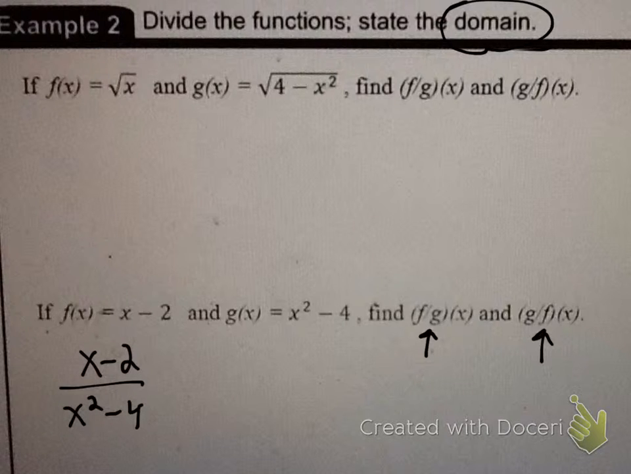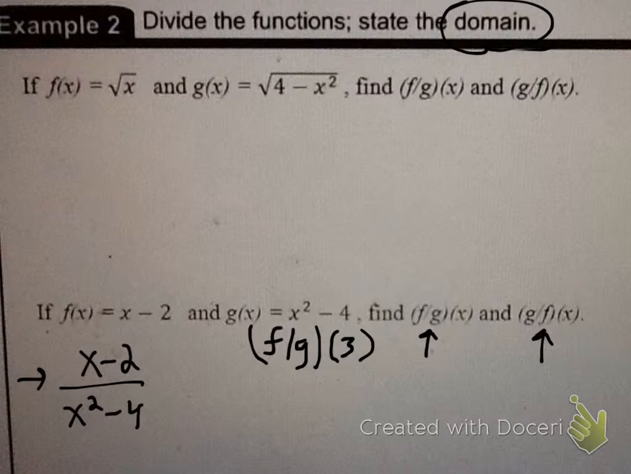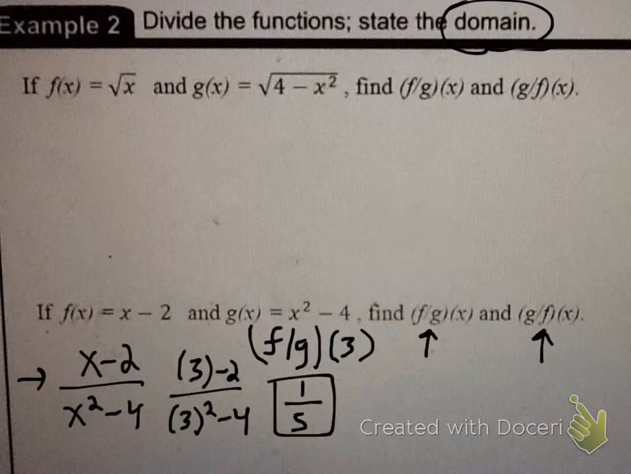So let's say someone asks us, well, what is f divided by g of 3? Well, all that means is I've set up my f over g function, and now I'm going to substitute 3 anywhere I see x. And so 3 minus 2 is 1, 3 squared is 9, minus 4 is 5, so 1/5. That's what I want you to do as far as dividing goes.